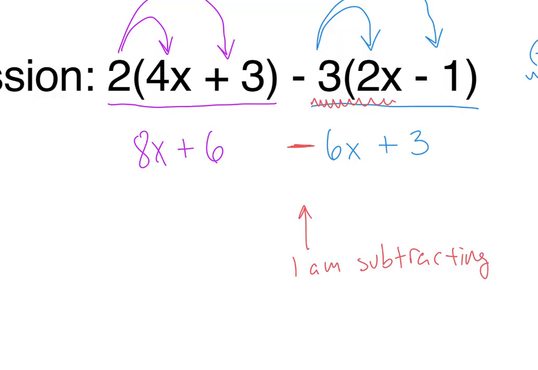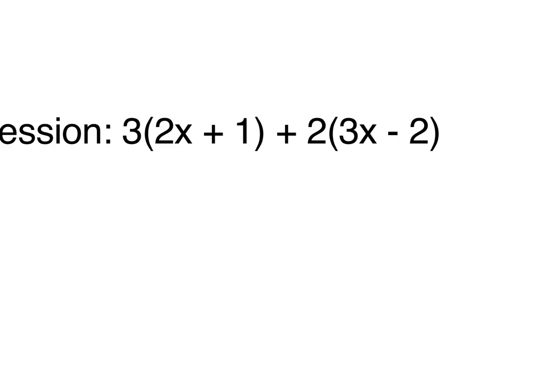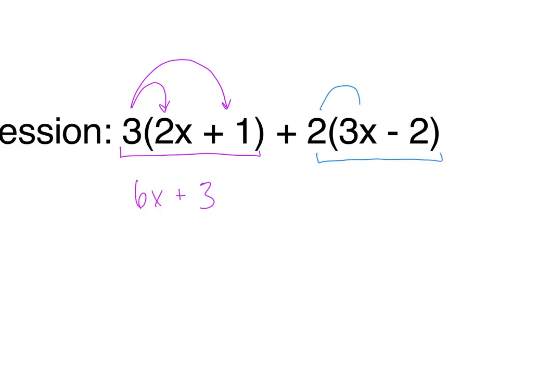So now, combine like terms. We have 8x minus 6x. That's 2x. Positive 6, positive 3, that's positive 9. We're done. 3 times 2x plus 1, that's 6x. 3 times 1, that's 3. 2 times that, 2 times 3x, 6x. 2 times negative 2, negative 4. What am I doing here? I am adding. Why am I adding?